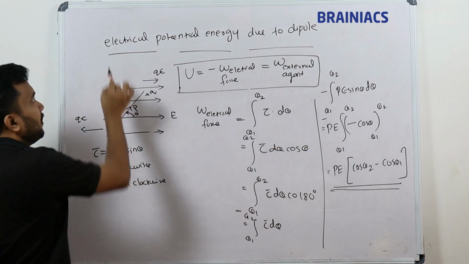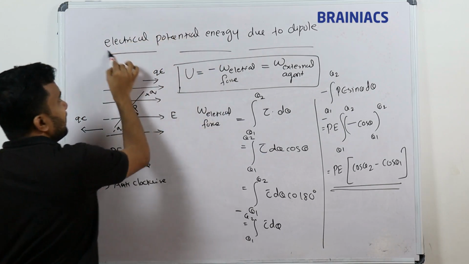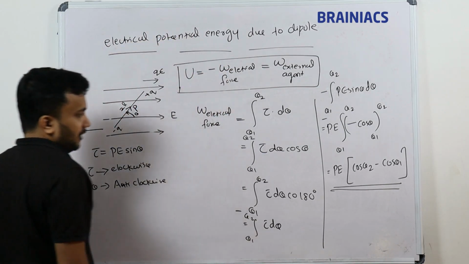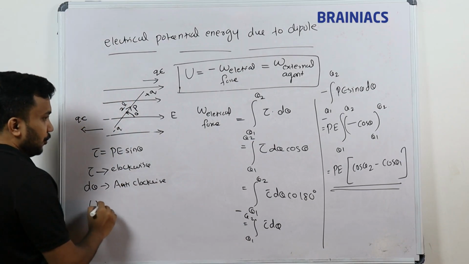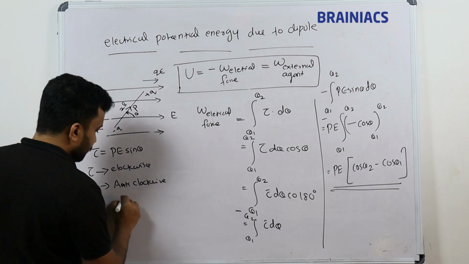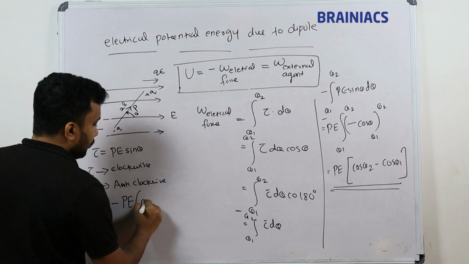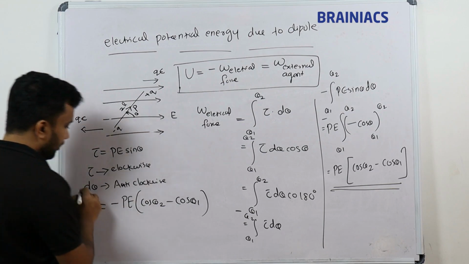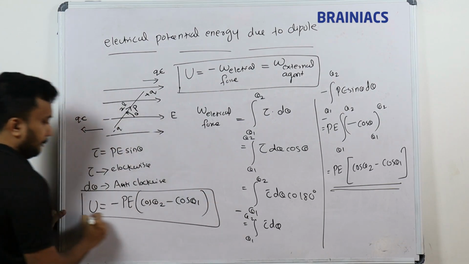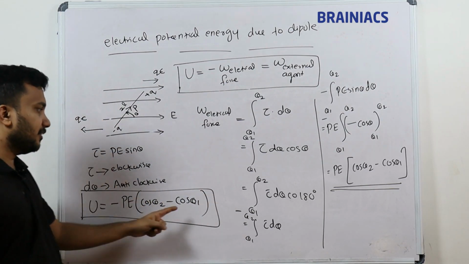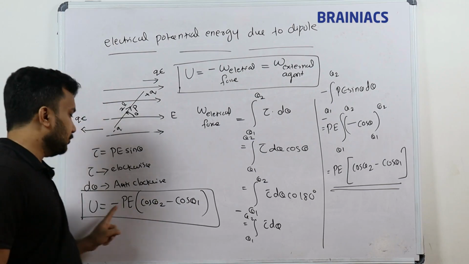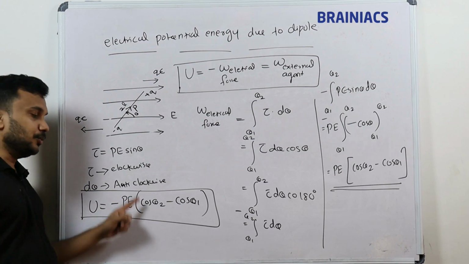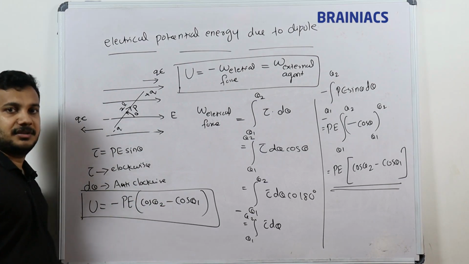But what is our aim? Our heading is electrical potential energy. Electrical potential energy, U, is the negative of the work done. So what is the formula for U? We multiply with a negative, so minus Pe into cos theta 2 minus cos theta 1. Remember this. You can multiply the minus inside so that you can write cos theta 1 minus cos theta 2. This is important. So potential energy is equal to minus Pe into cos theta 2 minus cos theta 1.